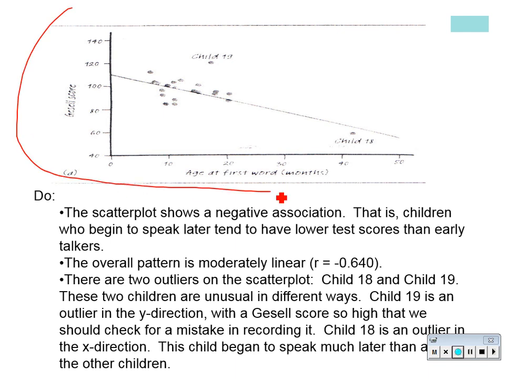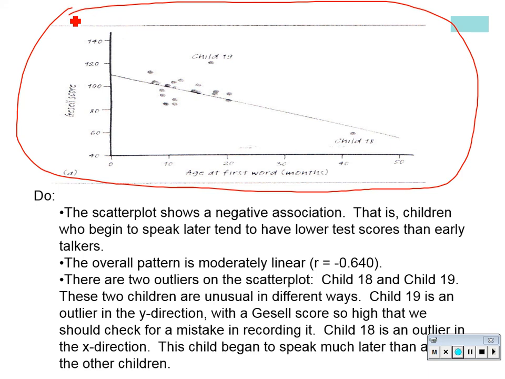So you get something that looks similar to this here. And because of the way the scatter plot is shaped, the scatter plot shows a negative association. And that is, children who begin to speak later will tend to have lower scores on this test. The overall pattern for this is moderately linear because the R value here is negative 0.64.